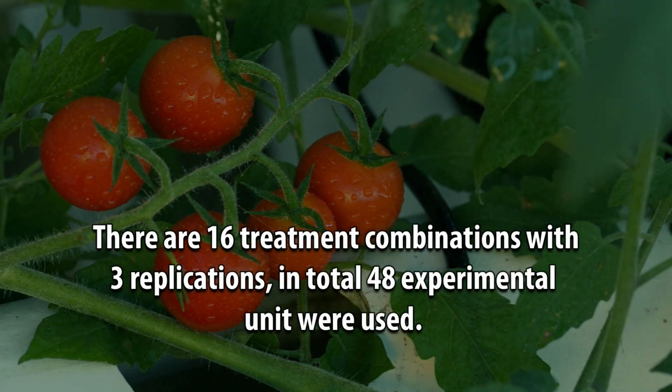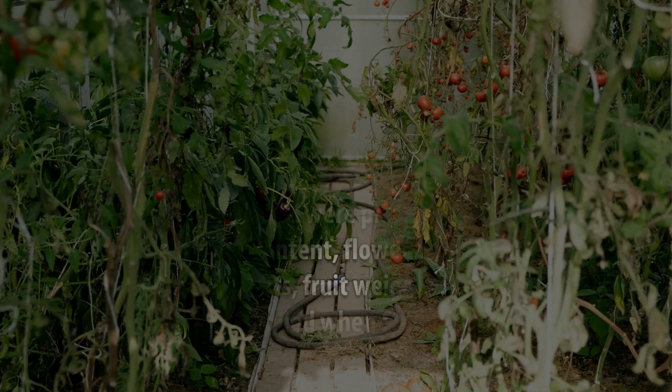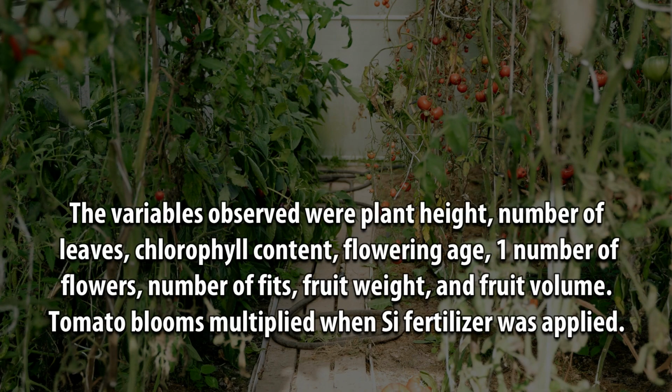There are 16 treatment combinations with 3 replications. In total, 48 experimental units were used. The variables observed were plant height, number of leaves, chlorophyll content, flowering age, number of flowers, number of fruits, fruit weight, and fruit volume.